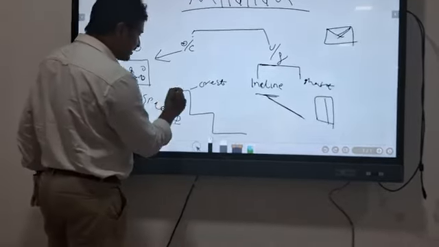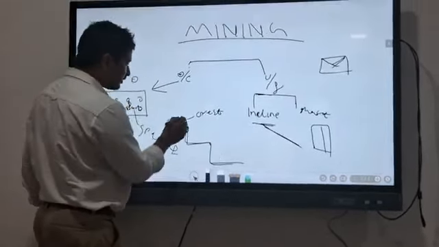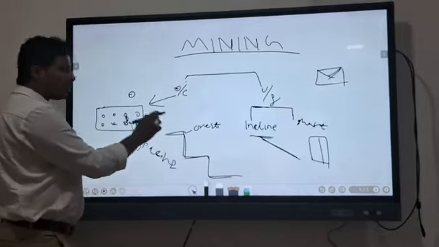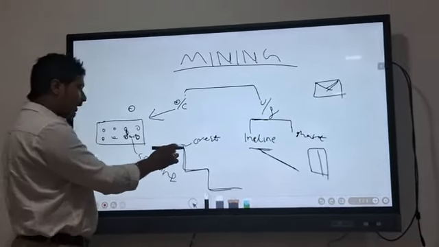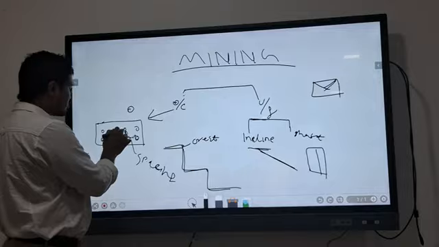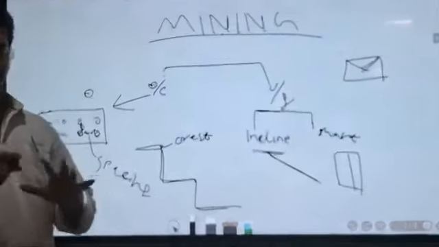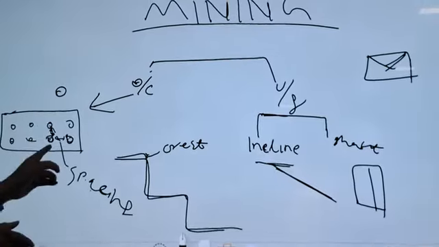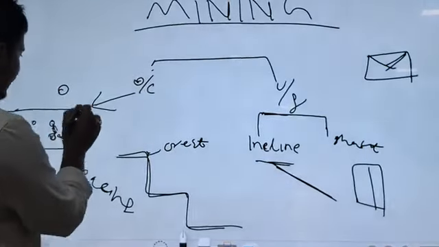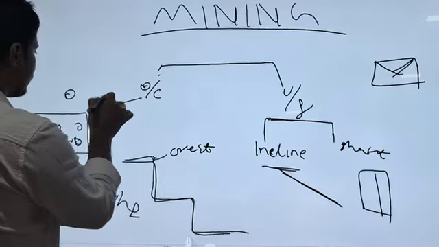Otherwise, in the benching process, this is called the crest, measured from the end point of the open cast. This is called spacing, and this is called burden. Okay, we now know the main basic points: spacing, burden, and crest.